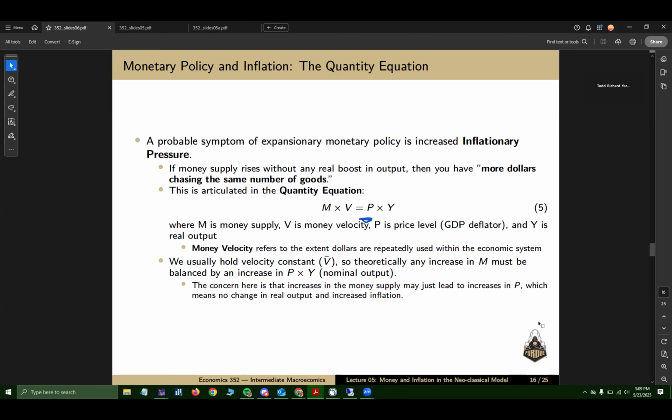So P times Y, nominal GDP. What this says is that the nominal GDP in your economy is going to be equal to the money supply times the velocity of money. Velocity of money just refers to the speed with which a dollar moves around an economy, right? I go and buy lunch at Culver's. That money is then paid to a Culver's employee. That Culver's employee then goes and buys lunch at McDonald's. The McDonald's employee then goes and spends it, and so on and so forth.